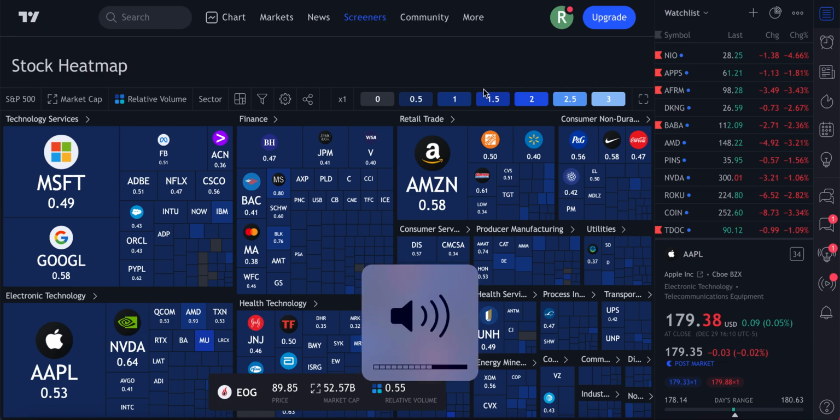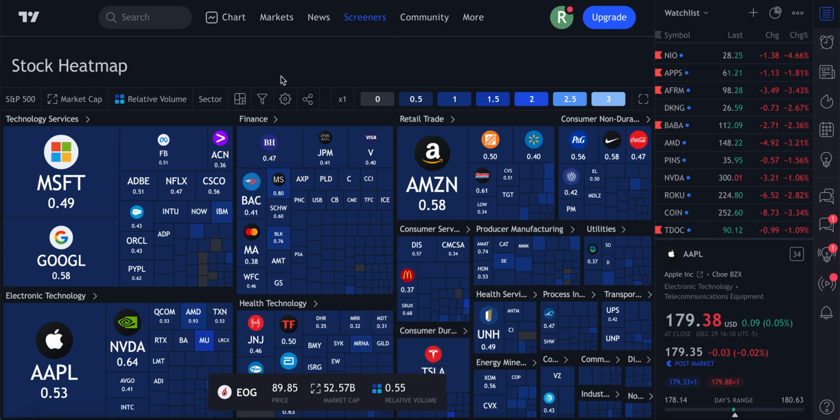So today I want to talk about the stock heat map from TradingView. This is something I just found out on Discord. Somebody posted the map, which I like, pretty cool. A few people asked me, where do you view it and whatnot.